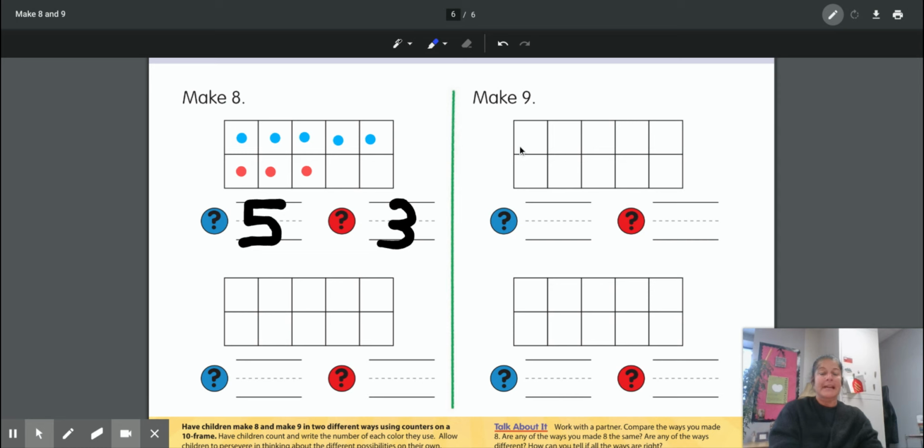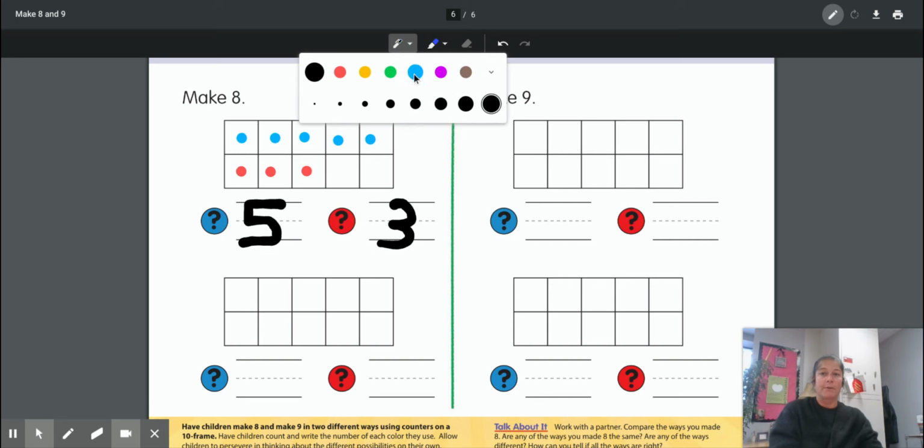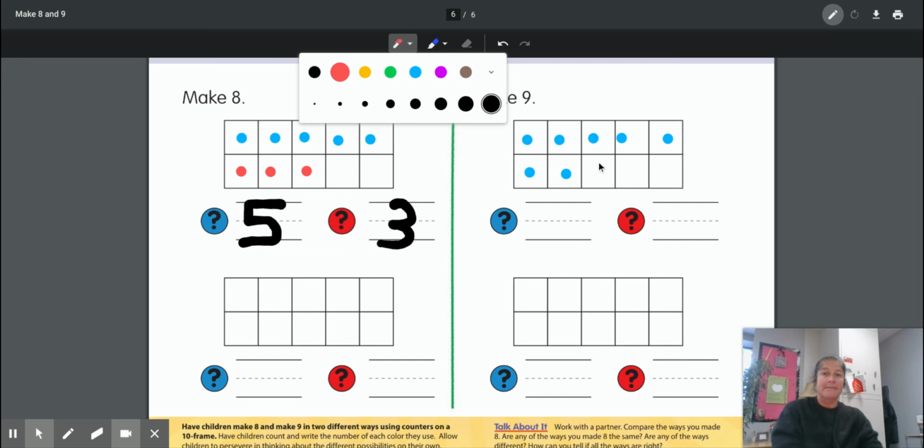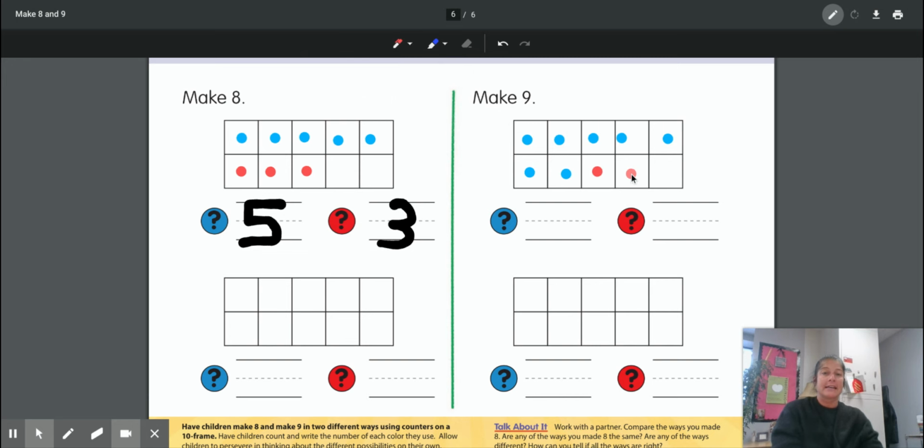All right, to make 9, I am going to be starting with my blue, and I'm going to do 1, 2, 3, 4, 5, 6, 7. I just chose 7, but now it's my job to count on from 7 to get to 9. How many more am I going to need? I am not, remember, I am not using the square. I am not making 10. I'm only making 9. So I should only have 7, 8, 9. 2 more squares to do.